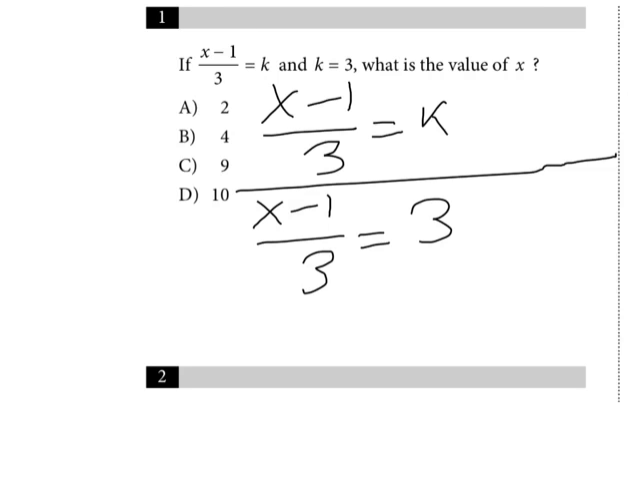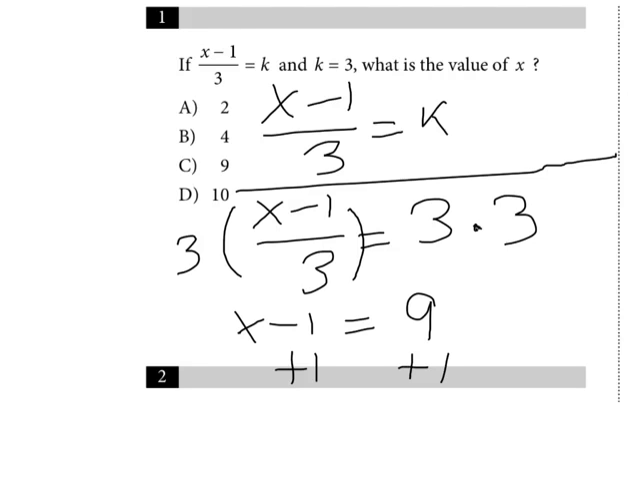Okay, how do we get x by itself here? Well, notice if we multiply both sides here by 3, again both sides, because whatever you do to one side you do to the other, I'll have x minus 1 equals 9, which we pretty much just solve for x now by just adding 1, and x will be 10.